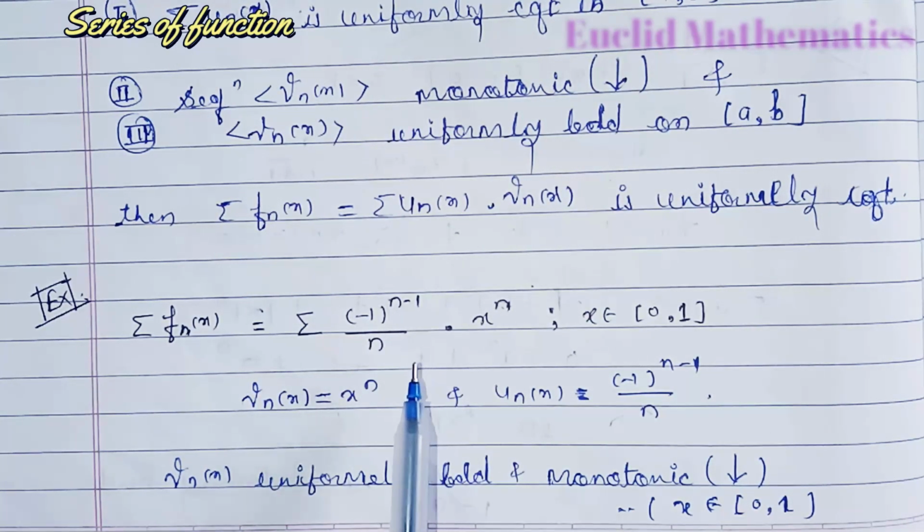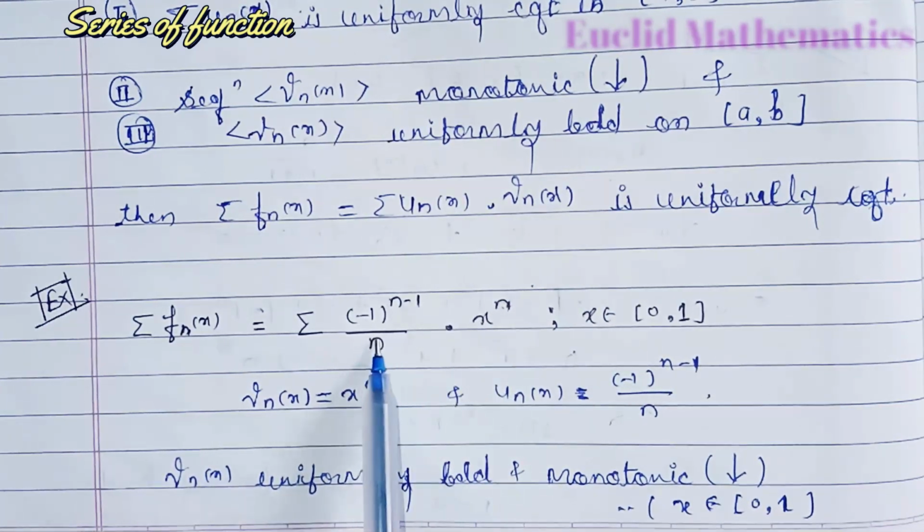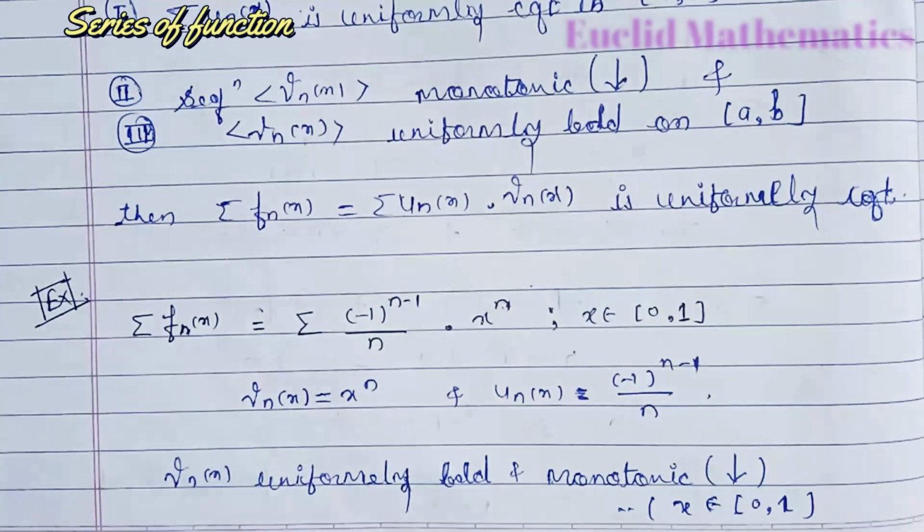You can see that if we consider u_n(x) as (-1)^(n-1)/n, it is easier to check uniform convergence than for x^n. Because we know the Leibniz test for alternating convergent series, which says that if we have an alternating series like (-1)^(n-1), which gives the values plus 1, minus 1, plus 1, minus 1 in this way, this is the alternating series.